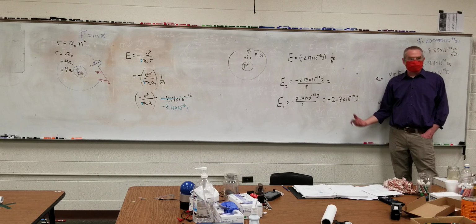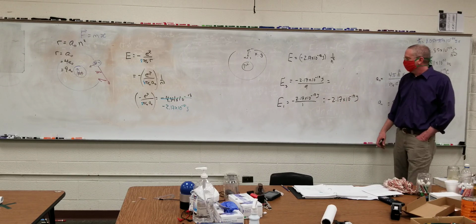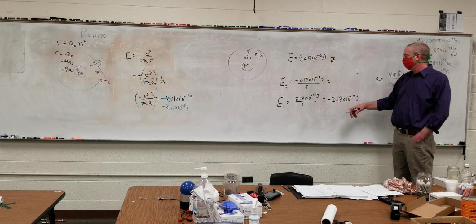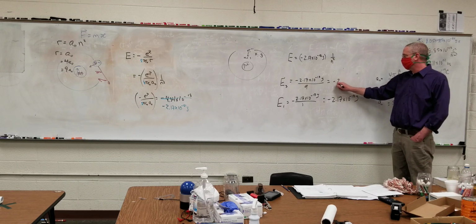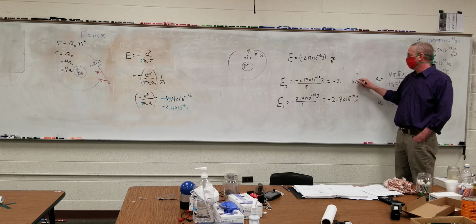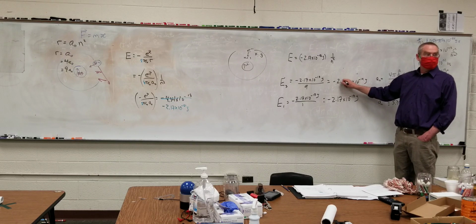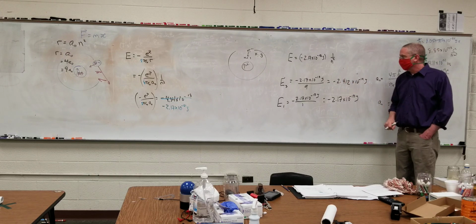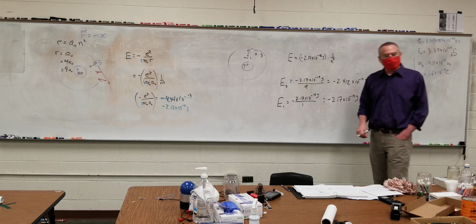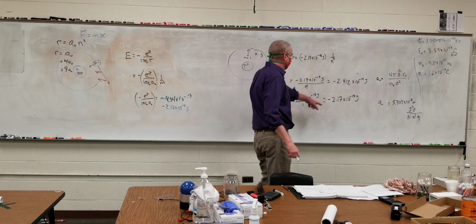And this one will be, well, that's divided by 9. So negative 2 point something times 10 to the negative 19. 2.412. All right, so the electron obviously lost energy because there's less energy here than here.